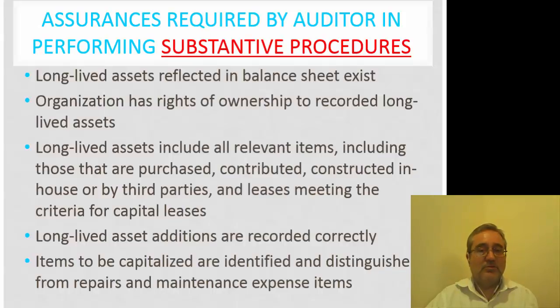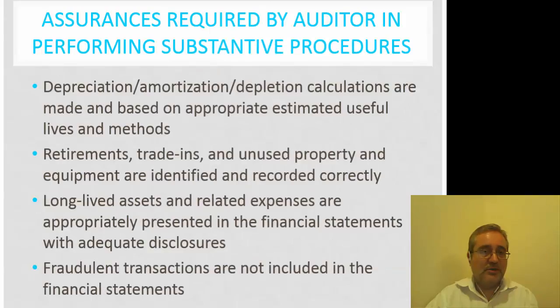Long-lived assets are recorded correctly. We're looking for accuracy, and items to be capitalized are identified and distinguished from repairs and maintenance expense items. This is a big deal, and this is really related to classification. So drawing that line between what items are repair and maintenance, that essentially are period expenses, and those items that are capitalized, that essentially stay on the balance sheet and are only depreciated, is a key consideration when we're considering the issue related to classification.